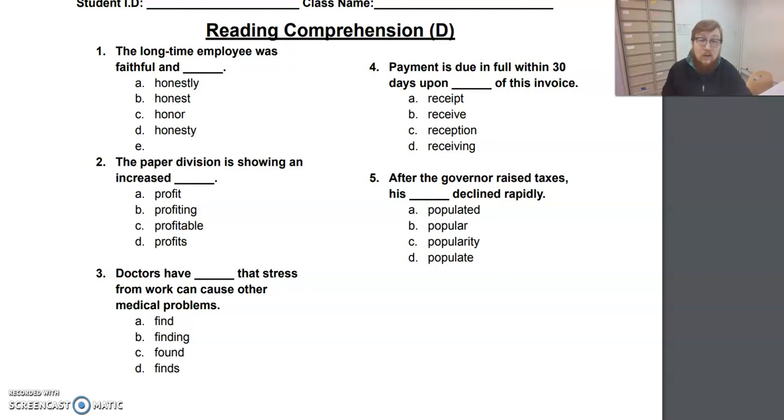Question 2, the paper division is showing an increased blank. Profit, profiting, profitable, profits. Very similar situation. Suffixes are different, similar root. In this case, it's profit, right?